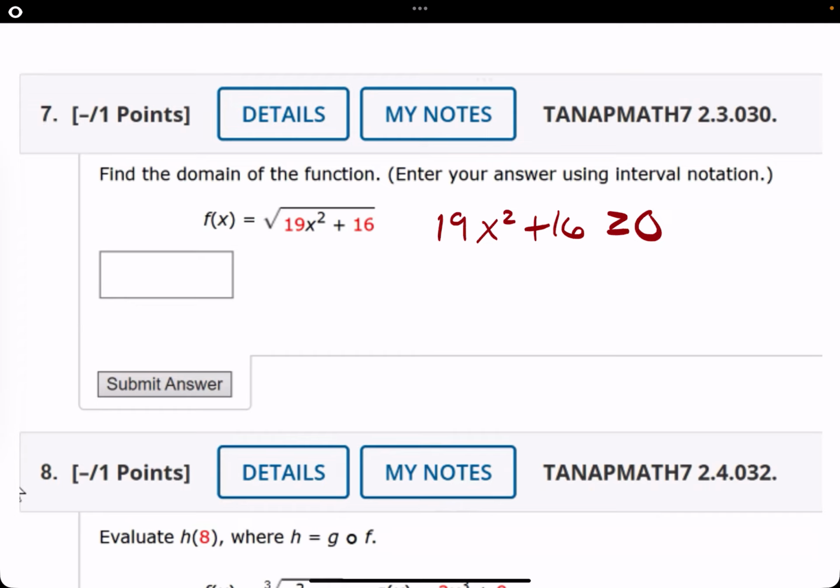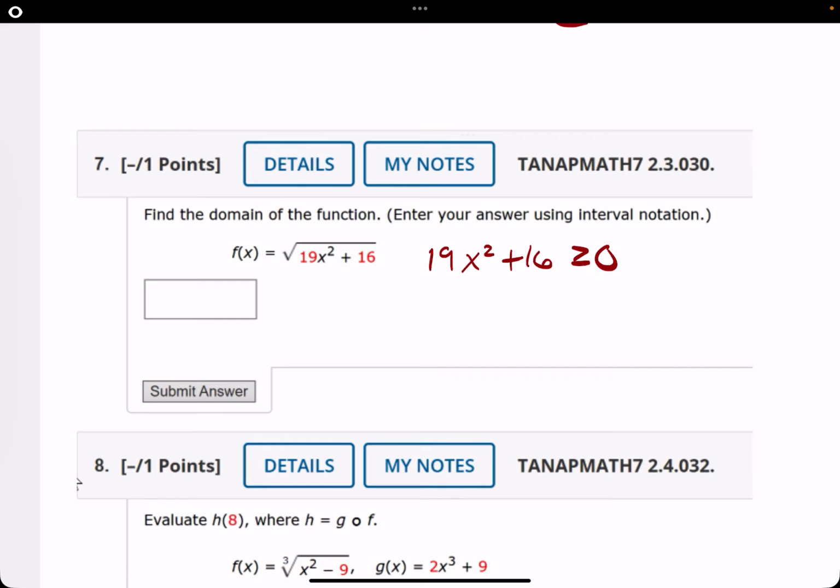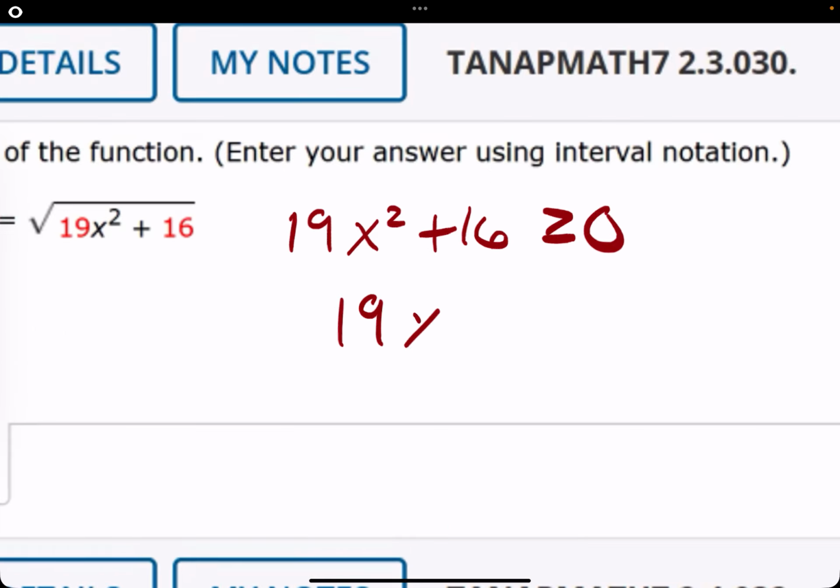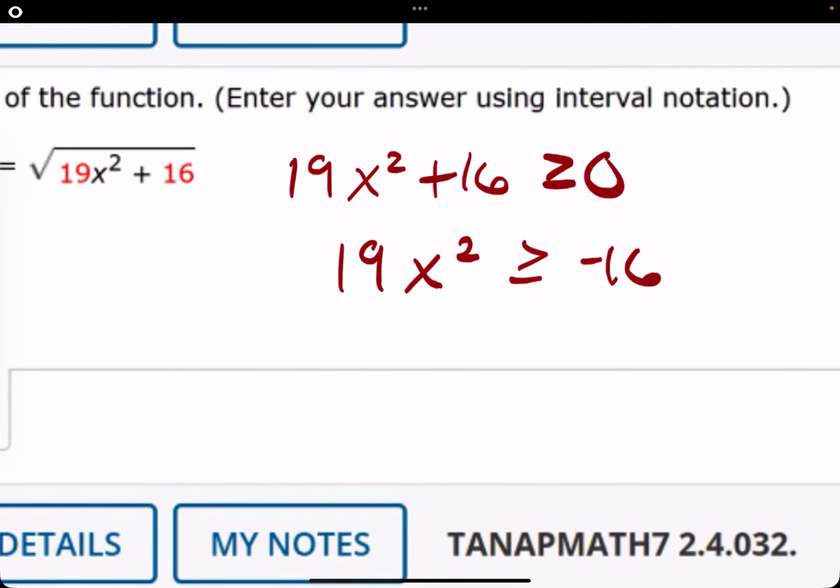So really what I would say typically is solve for x and see if you can find any x values. Find the x values that make this equation or inequality true. Now, what you'll find out is that if we start trying to solve for x, we just get 19x squared greater than or equal to -16. In other words, x squared greater than or equal to -16 over 19.